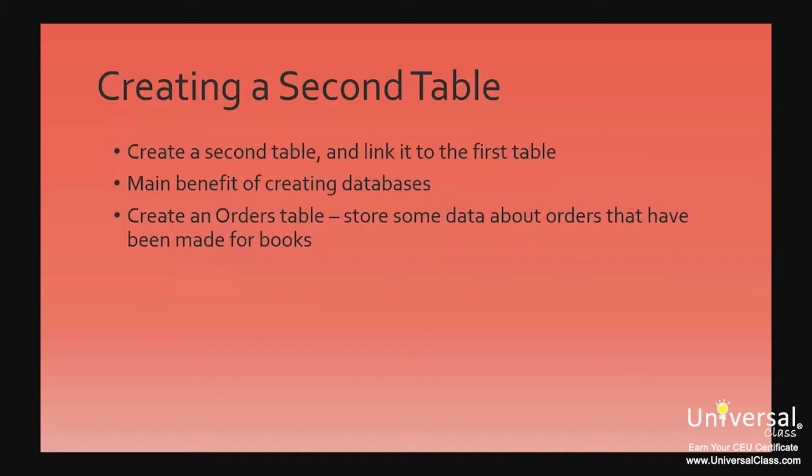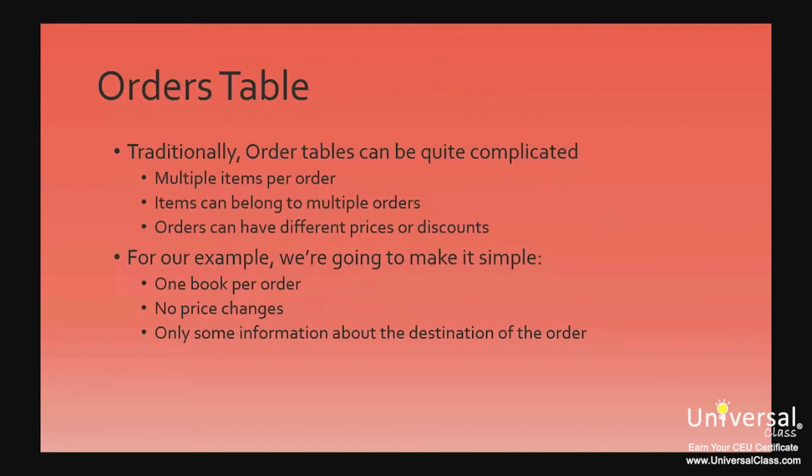Now we're going to create a second table, and then link it to the first table. This is the main benefit of creating a database. It allows you to create separate sets of data and link them together to keep your information organised. We're going to create a simple orders table. This table will store some data about orders that have been made for books. Traditionally, order tables can be quite complicated. Orders can have multiple items, items can belong to multiple orders, and orders can have different prices or discounts.